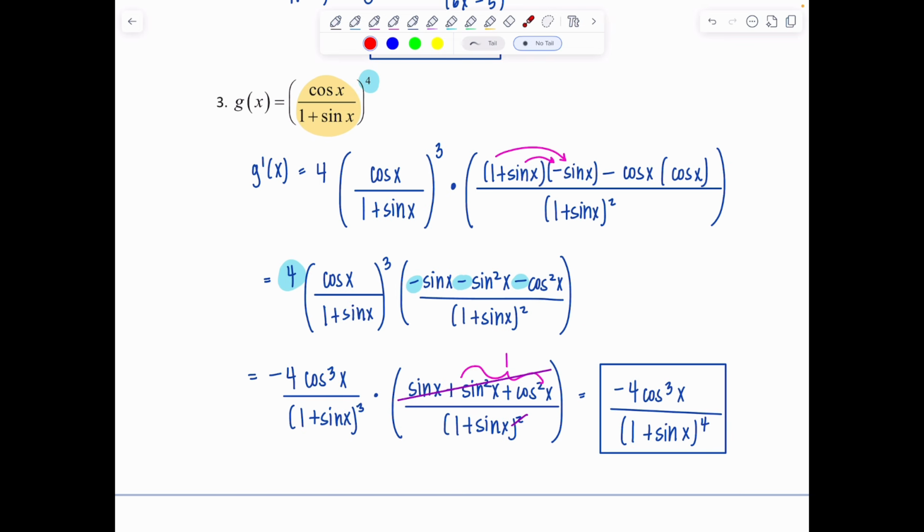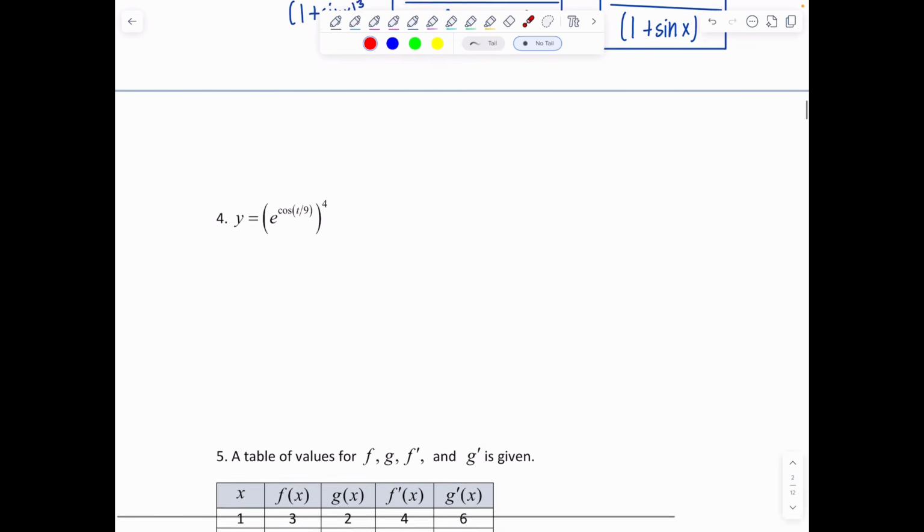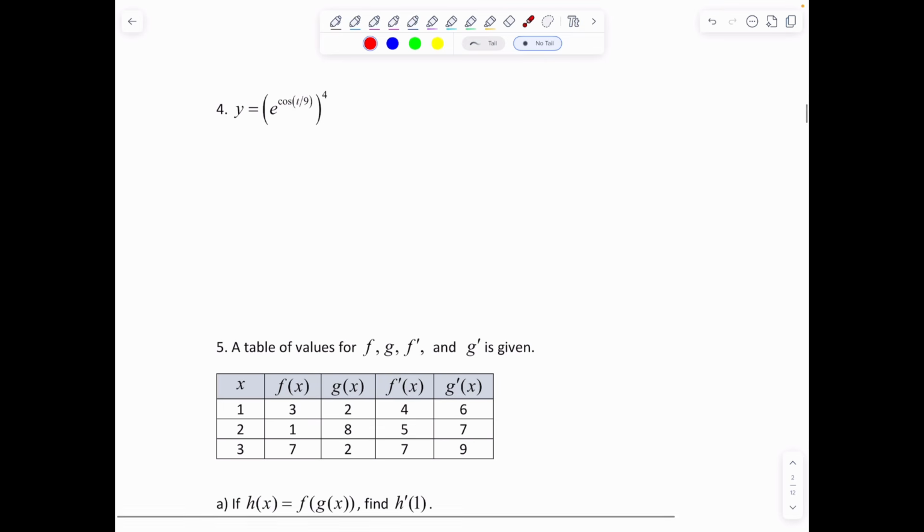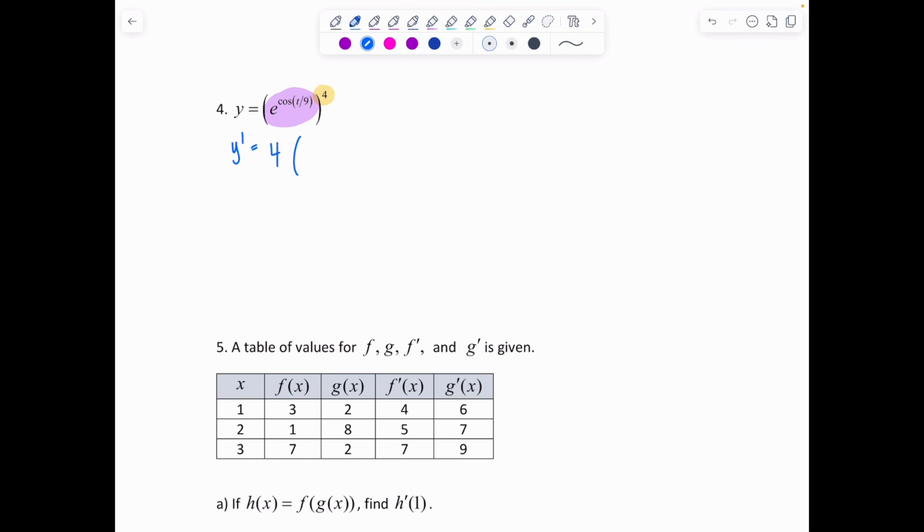Okay, the next one's kind of spicy. Are you ready? Y equals e raised to the cosine of t over 9 to the 4th. So here we go. Y prime, we basically have something to the 4th. That's right. So bring the 4 down front. Just put blank parentheses. Remember to change the exponent by subtracting 1. Now rewrite exactly what you had inside. Don't change it.